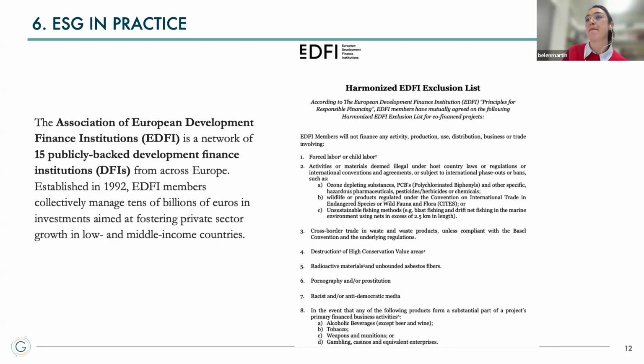They have this exclusion list, and it focuses on excluding forced labor, child labor, illegal activities, cross-border trade in waste, destruction of high conservation value areas, radioactive materials, pornography and/or prostitution, racist and/or anti-democratic media, and then they also exclude alcohol and tobacco, but with the exception of beer and wine, so they're way more criticized than us.